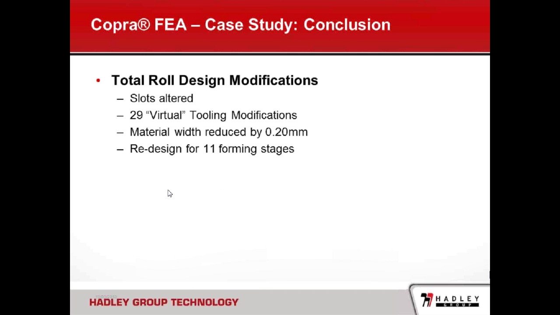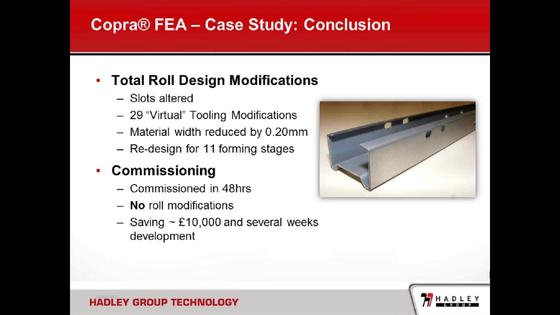So in conclusion, there was a change to the slot formation within the product. There were 29 tooling modifications that were made as a result of the simulation process. We were able to identify the material strip width to be reduced by 0.2 millimeters, and we redesigned 11 forming stations, and this was all before cutting any material.